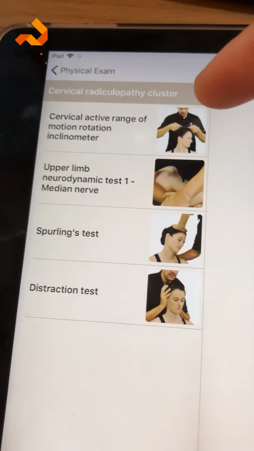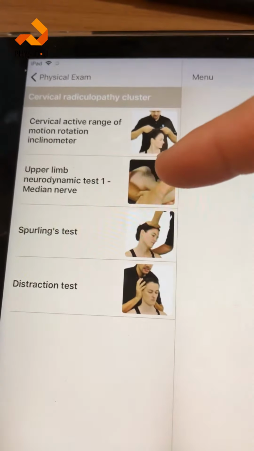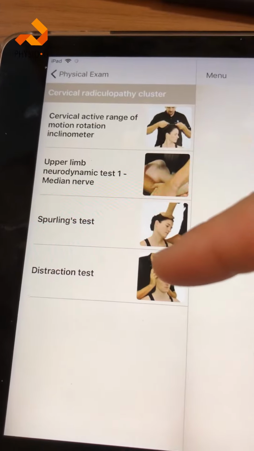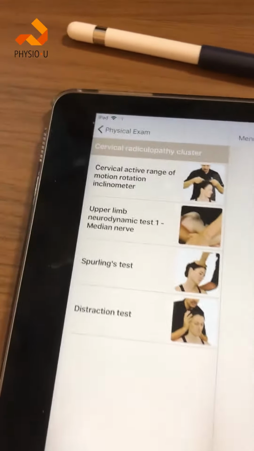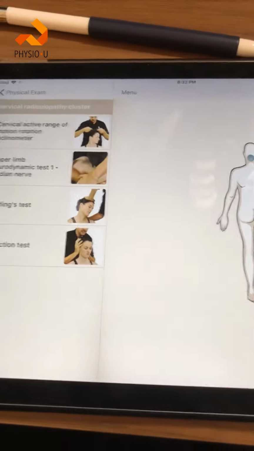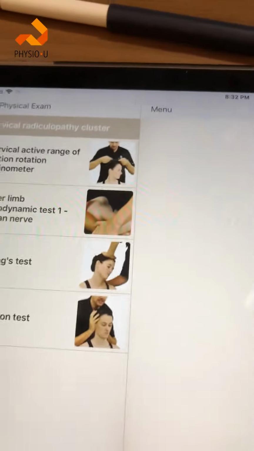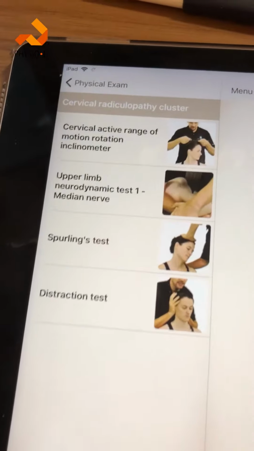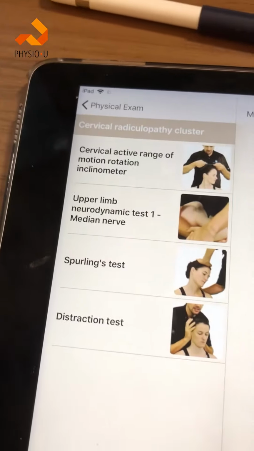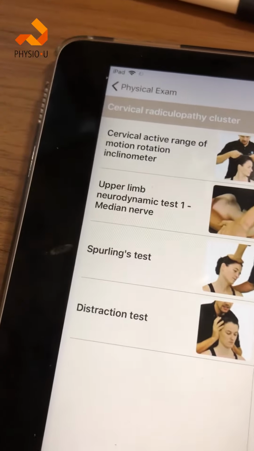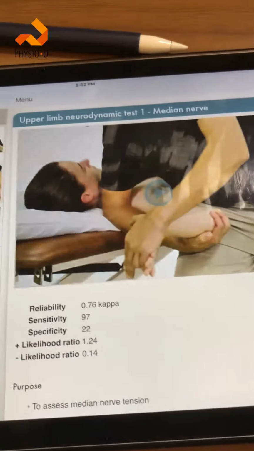So you have your active range of motion of the head, you have your upper neurodynamic test, your Sperling's test, your distraction test, and if all these are positive, then you have a high likelihood that this patient that you're treating does have radiculopathy. So if you look and you're like, oh shoot, what was the neurodynamic test? There's the median there, there's the ulnar nerve, I don't know if they're supposed to be looking away from me or towards me. And you just click here, press play.